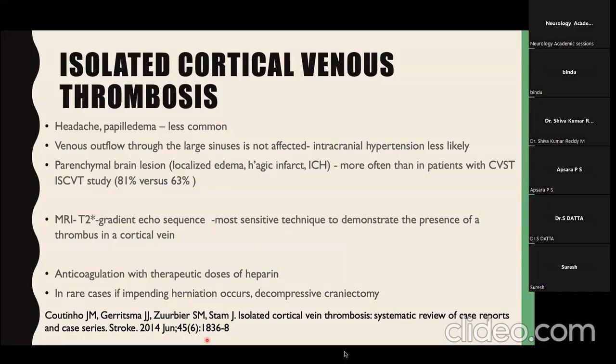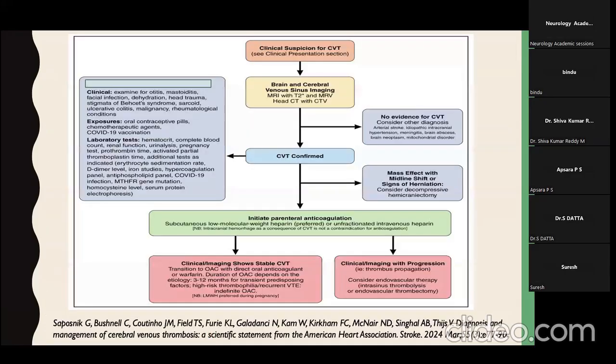Therapeutic algorithm in the AHA 2024 guidelines for CVT: after the imaging, if there is no evidence of CVT, consider other diagnoses, and if CVT is confirmed, then if there is a mass effect, midline shift, and signs of herniation, the patient should be considered for immediate emergency decompressive hemicraniectomy. Otherwise, the patient can be managed on parenteral anticoagulation with low molecular weight heparin or unfractionated heparin, and when clinical imaging shows stable CVT, transition to oral anticoagulation with direct oral anticoagulants or warfarin. Duration is based on transient risk factors or high-risk thrombophilias, recurrent VTEs.